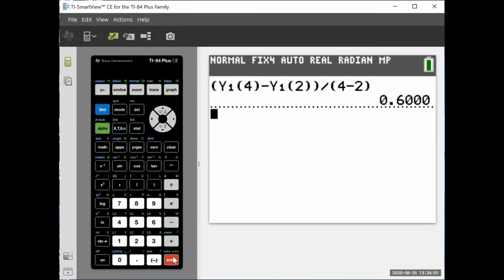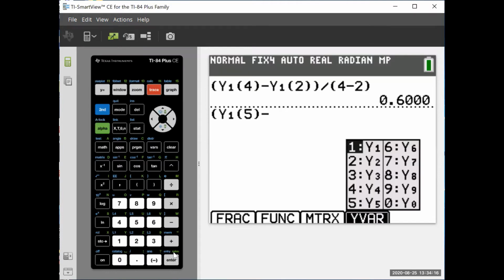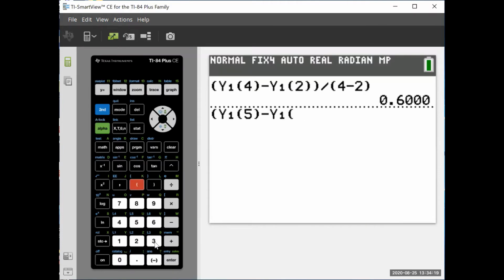In the second part, we have f of 5 minus f of 3 over 5 minus 3. You can also follow along with me in your calculator. Parenthesis begin, alpha trace, we have 5, then minus, again we do alpha trace to get that function. We have a 3, close the parenthesis to end the numerator, divide for the fraction bar. In the denominator inside the parenthesis, we type 5 minus 3, and we close it.